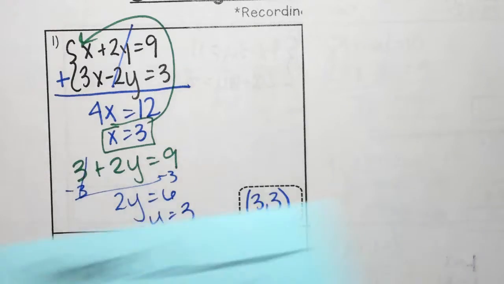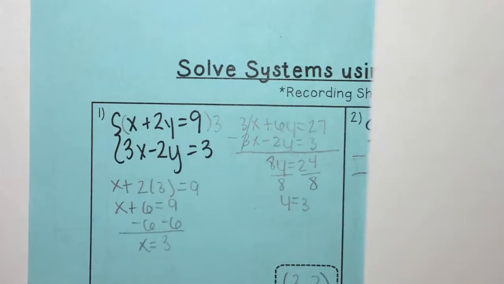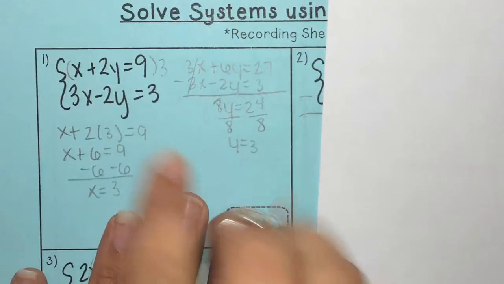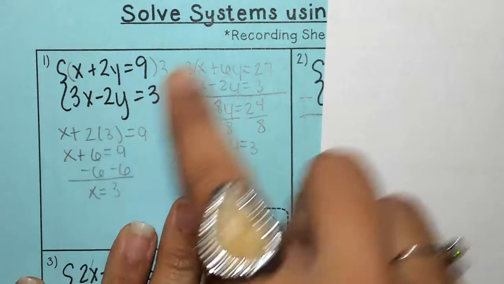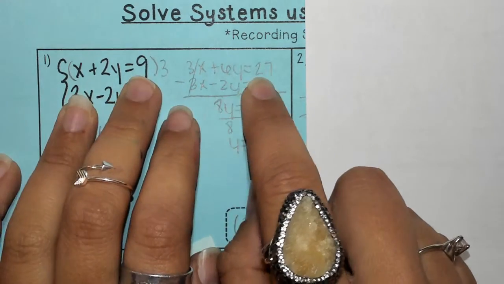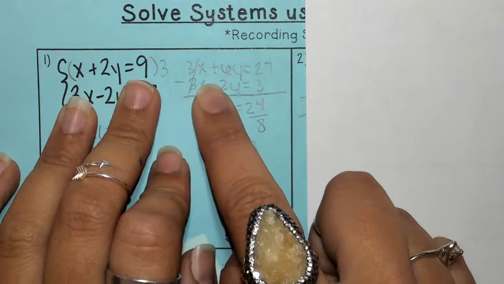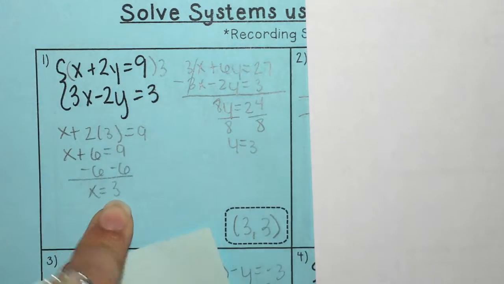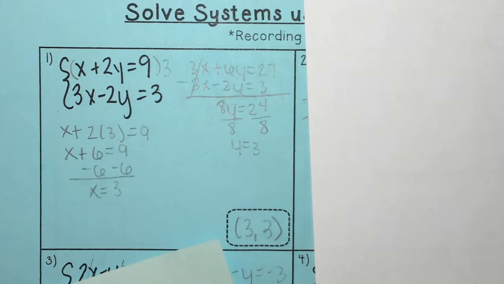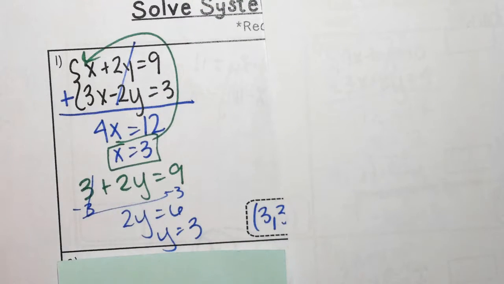It's crazy. Alright, so Diamond did it a different way. She multiplied the top by 3 because she wanted to eliminate x. And she got 3x plus 6y equals 27. And then she subtracted, got 8y equals 24, divided, and she got the same thing. So you can do it both ways, but you didn't have to multiply on this one because we already had common coefficients. Does everybody understand? Good job.